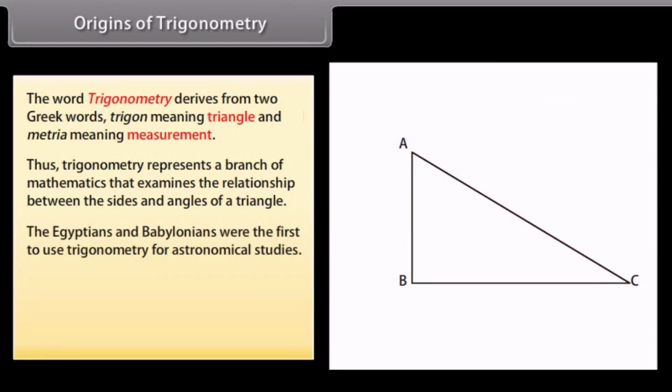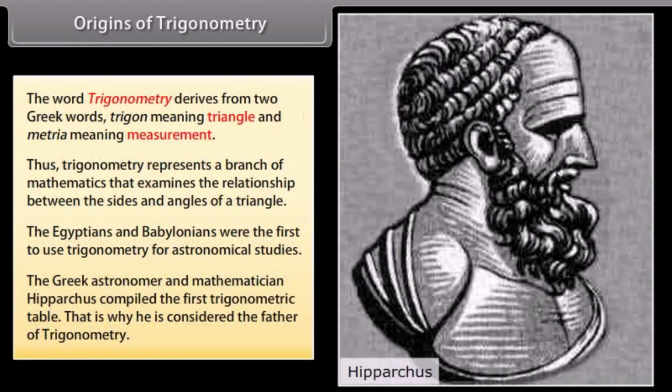The Egyptians and Babylonians were the first to use trigonometry for astronomical studies. The Greek astronomer and mathematician Hipparchus compiled the first trigonometric table. That is why he is considered the father of trigonometry.